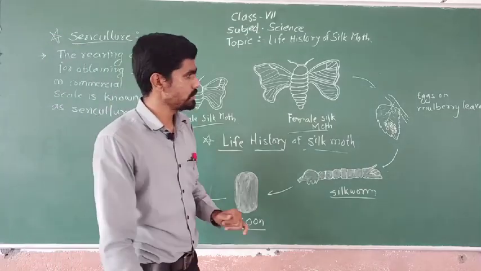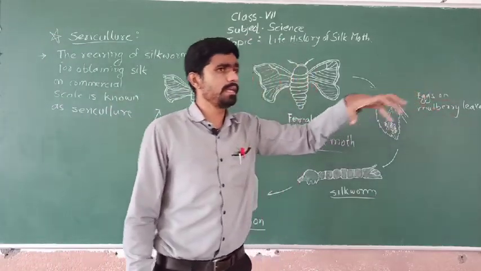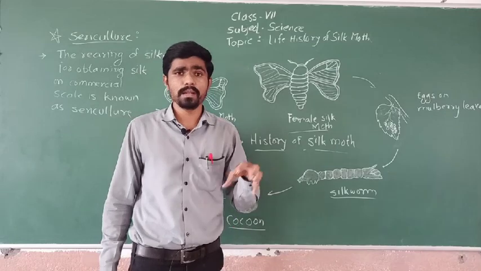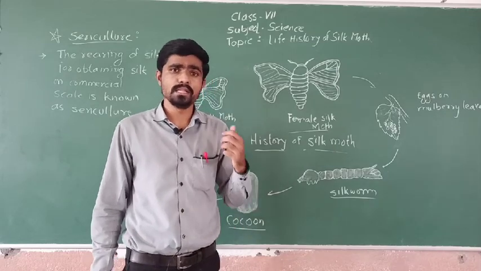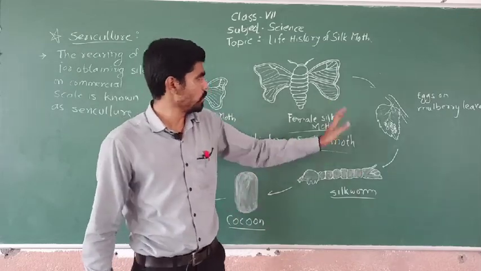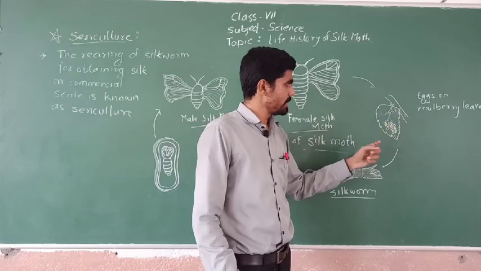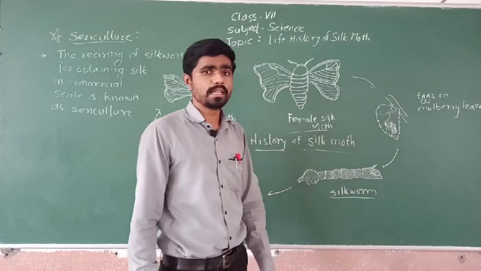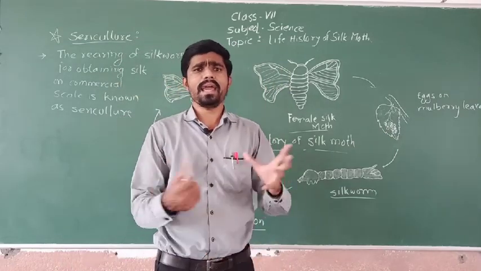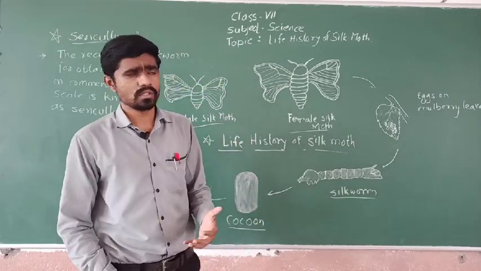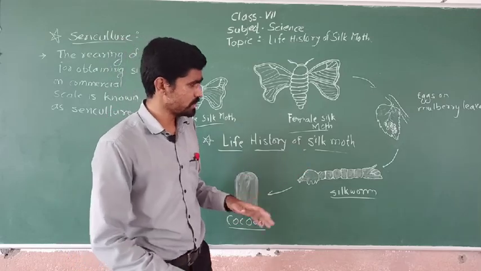So for mulberry leaves, we need to have mulberry plants in our farm. If we have mulberry plants in our farm, then only we can have the eggs. So what does a female silk moth do? It lays eggs. As you can see here, the eggs are laid on the mulberry leaves. When the eggs hatch out, the next stage comes out of the eggs.